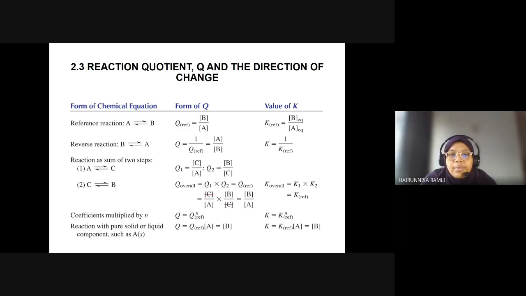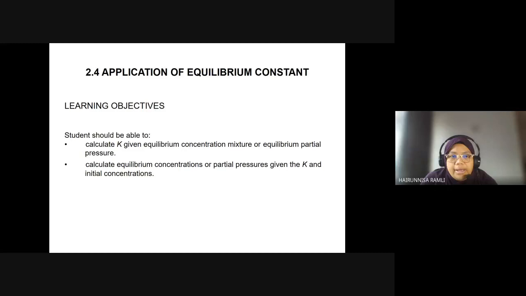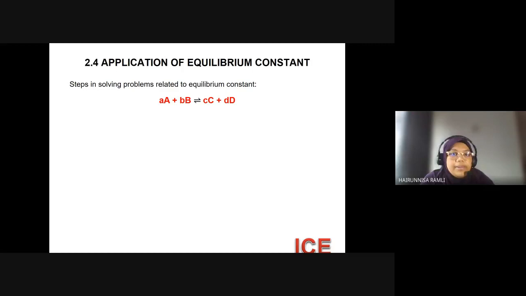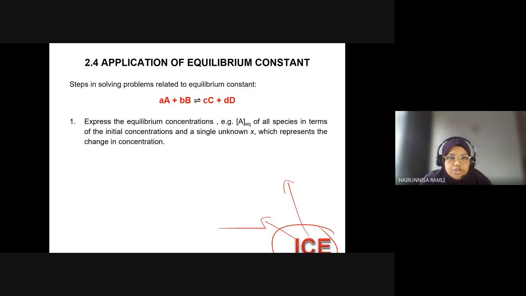Okay, so today we will proceed to 2.4. Well, I have explained a bit last week on the I stable. Do you remember? ICE, I stable. I stands for initial concentration. Okay, C stands for change of concentration. E stands for equilibrium concentration. ICE, ICE.